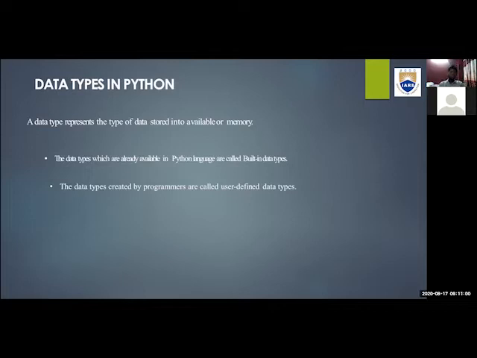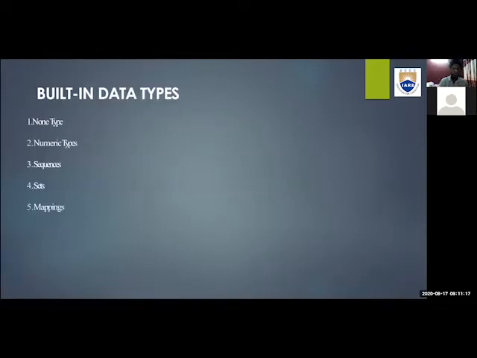So we can sum up this topic by saying that data types represent the type of the data which can be stored in available memory. And there are two types, user-defined and built-in data types. Built-in data types are already available in the Python language and the user-defined data types are created by the programmers. The built-in data types are classified into 5 types. The first one is the none type, the second one is numerical types, the third one is sequences, the fourth is sets, and the last one is mappings. So let us know about each of them.